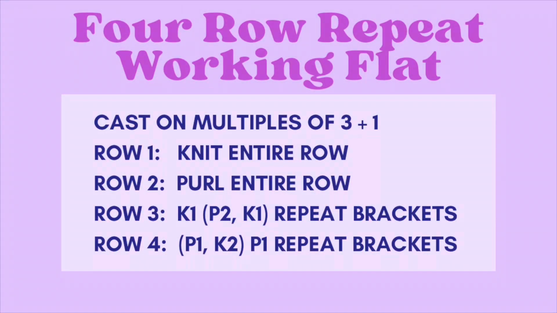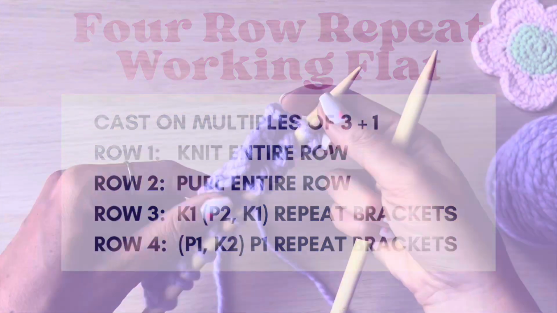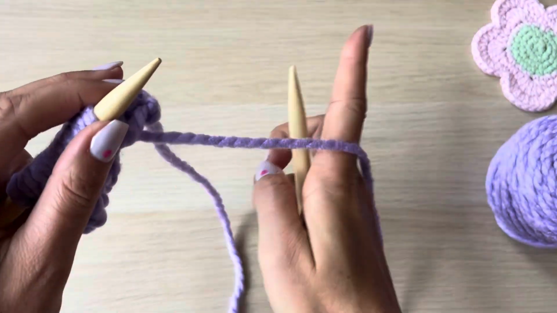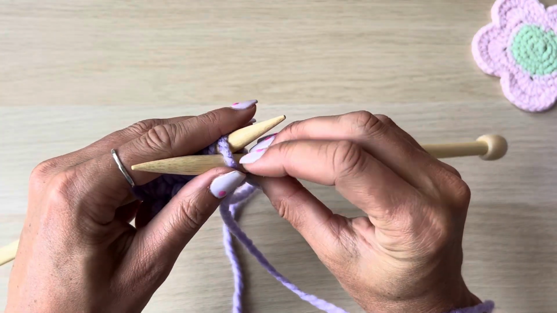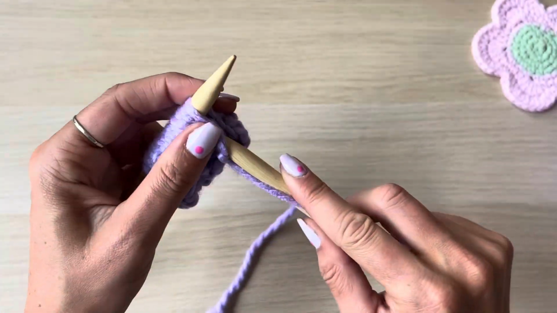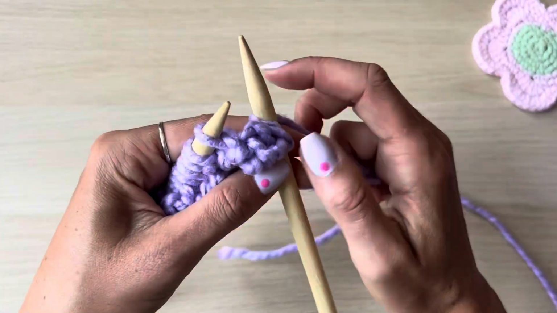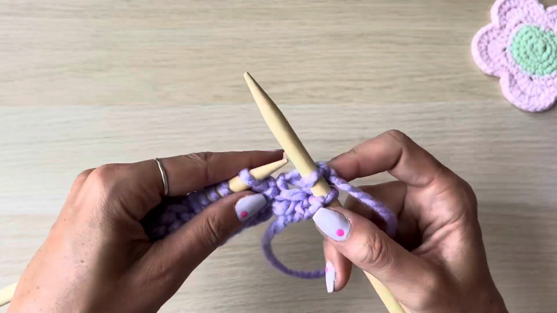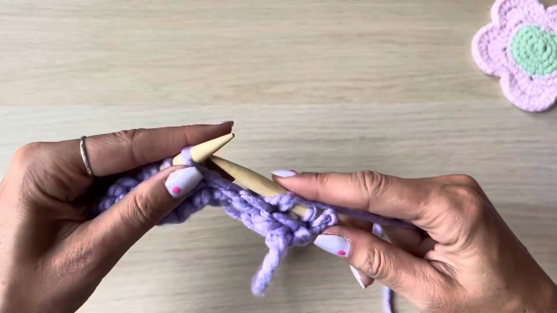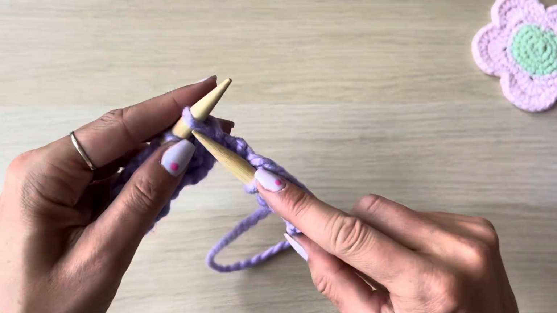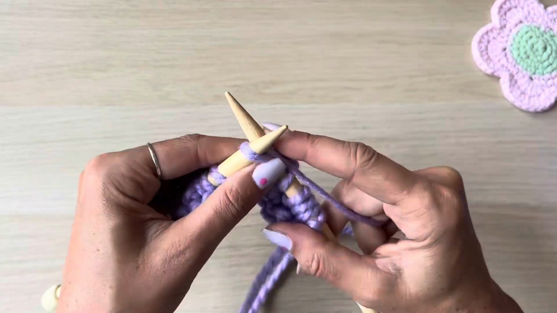And now row 4, so that is a repeat of purl 1, knit 2, and then the last stitch will be a purl stitch. So here we are going in with our purl stitch, and then followed by 2 knit stitches. Repeat this until the last stitch on the row, and that last stitch will be a purl stitch.